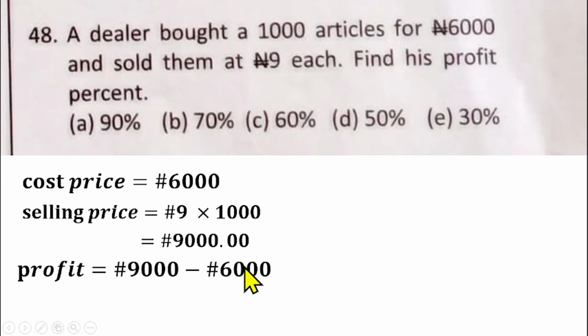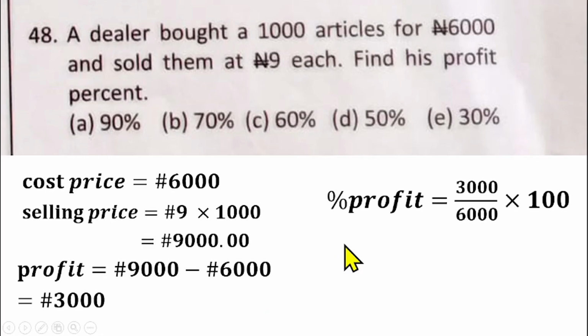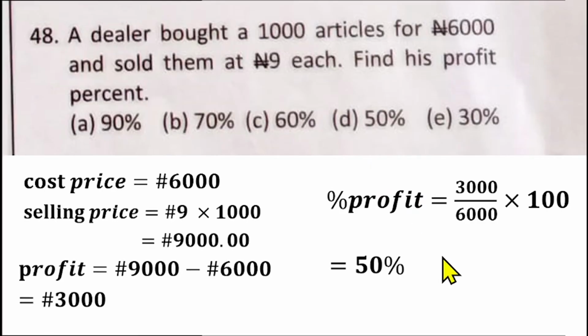Then from there the profit is going to be 9,000 minus 6,000. That should give us 3,000. Then the percentage profit will be 3,000 divided by the cost, which is 6,000, multiplied by 100, and that should give us 50%, which is option D for question number 48.